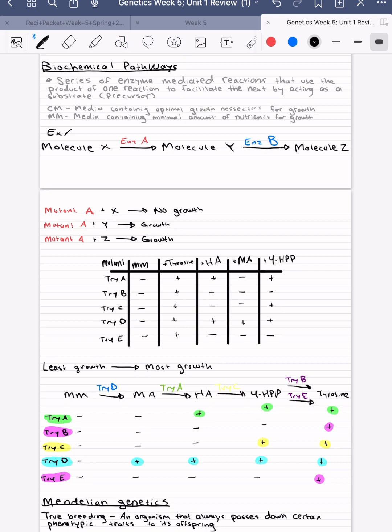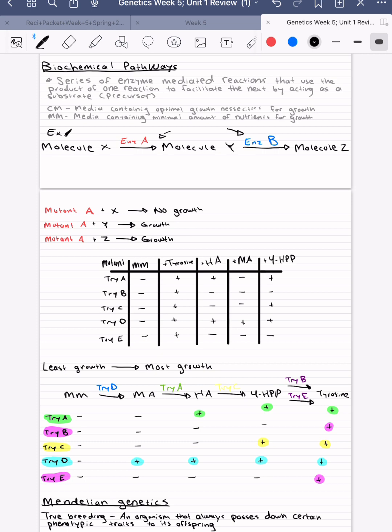So what that means is you have, for example, in this example right here, molecule X. Enzyme A converts molecule X into molecule Y. Molecule Y is then converted by enzyme B into molecule Z. These right here are the enzymes which mediate the reactions. They facilitate the reaction from molecule X to molecule Y, and from molecule Y to molecule Z.